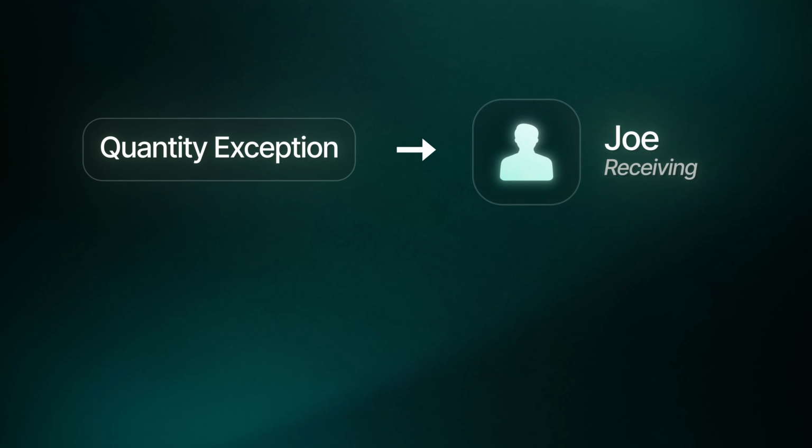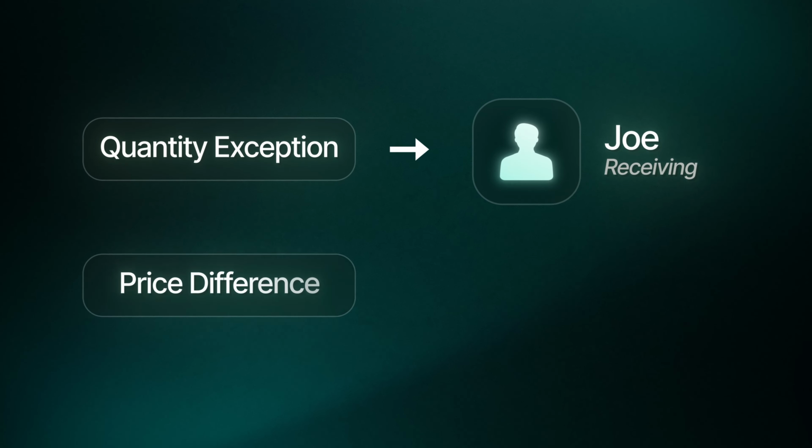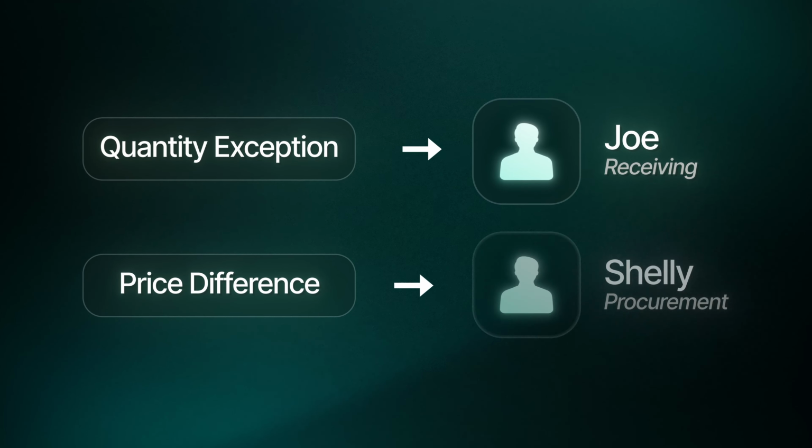And then if there is any exception, let's say the price is different than what was on the purchase order, or the vendor sends you an invoice for 10 widgets, but you've only received 2. The system is smart enough to know those exceptions, and you can tell it upfront what to do. So for example, if there is a quantity exception, send to Joe in receiving because he can validate why there's a difference, or if there's a price difference, send it to Shelly in procurement because she knows why the pricing might be different, and work with the vendor to make sure that pricing is updated, right?